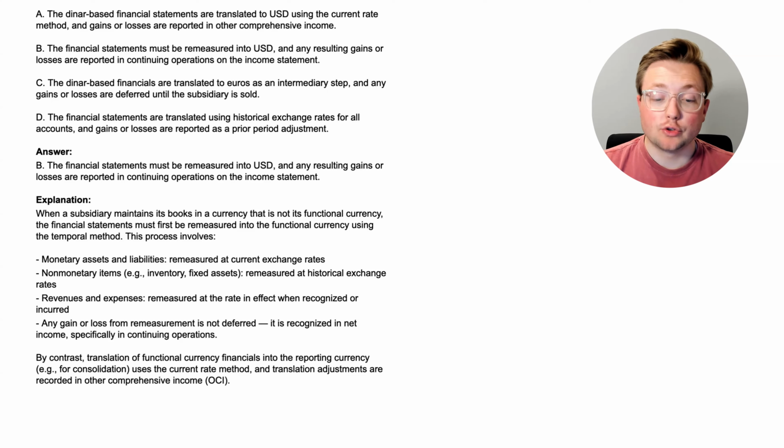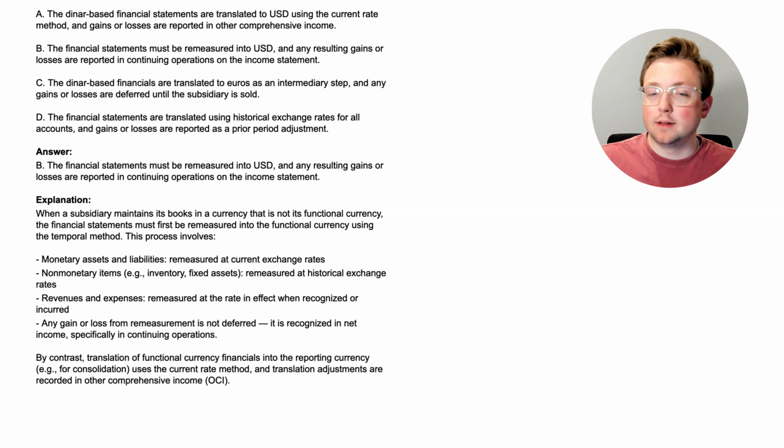By contrast, translation, so there is a difference between remeasurement and translation. By contrast, translation of functional currency financials into the reporting currency, such as for consolidation, uses the current rate method, and translation adjustments are recorded in other comprehensive income or OCI. So when you are remeasuring to get to the functional currency, you have to use the temporal method. But when you are translating from the functional currency to the reporting currency, you're doing translation, and that's going to be in OCI instead of net income.